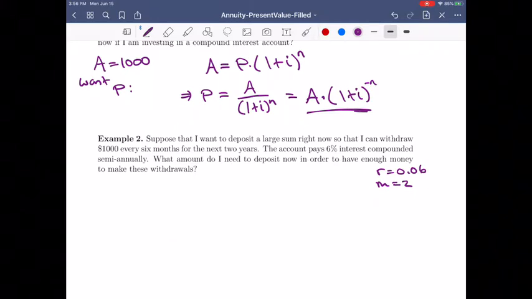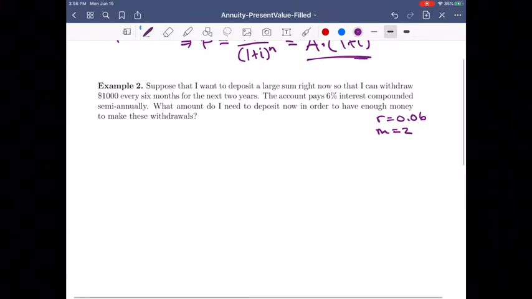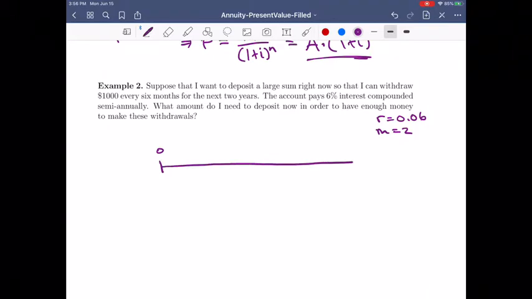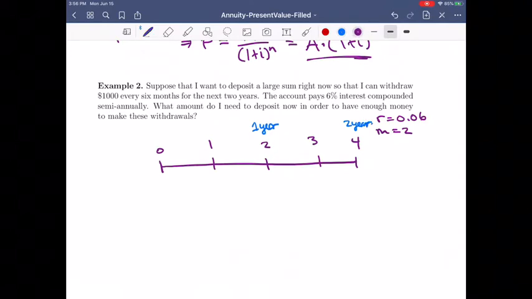I want to put in an amount right now so that I can withdraw this other amount every 6 months. So what's going on? I'm going to draw my little number line here. I want to make 4 withdrawals. This is the 1 year mark, this is the 2 year mark. I want to withdraw $1,000 each time.